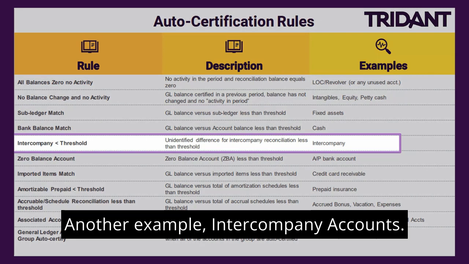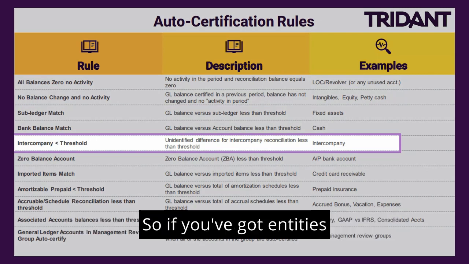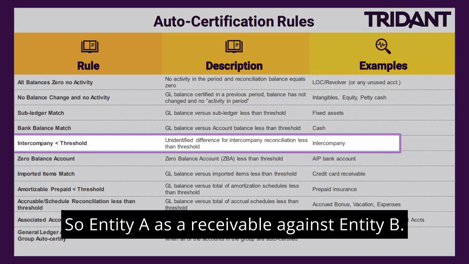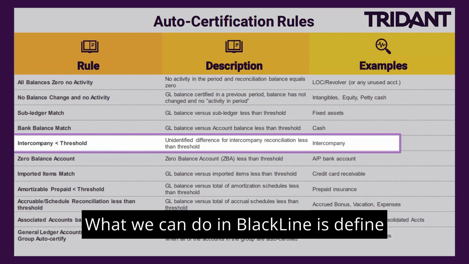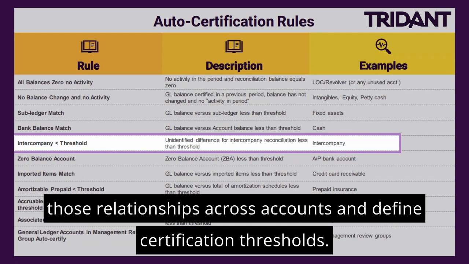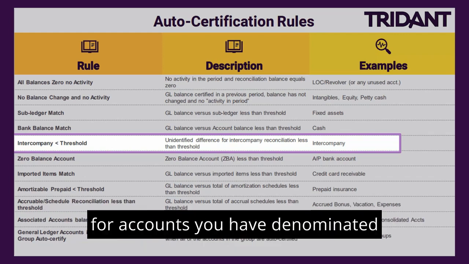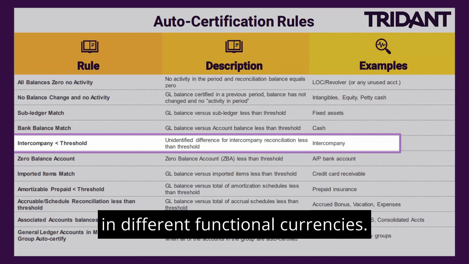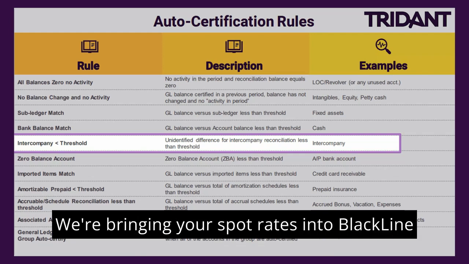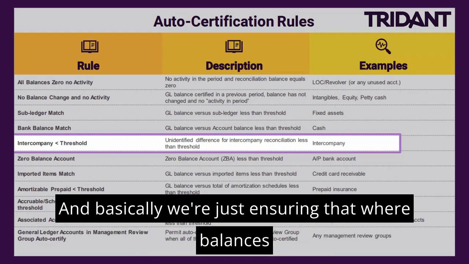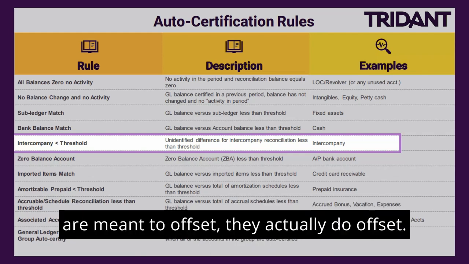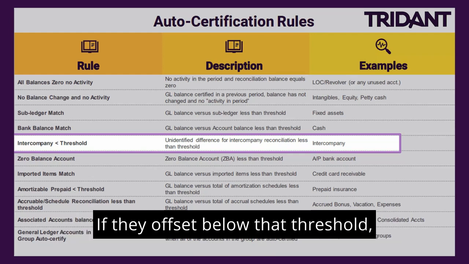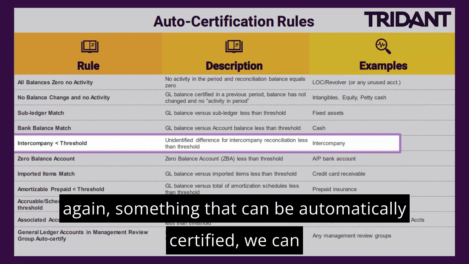Another example, intercompany accounts. So if you've got entities that transact with one another, so entity A has a receivable against entity B, what we can do in BlackLine is define those relationships across accounts and define certification thresholds. And this will work too for accounts you have denominated in different functional currencies. We're bringing your spot rates into BlackLine and BlackLine does that conversion. And basically we're just ensuring that where balances are meant to offset, they actually do offset. And if they offset below that threshold, again, that can be automatically certified.